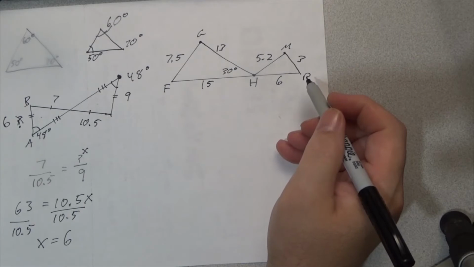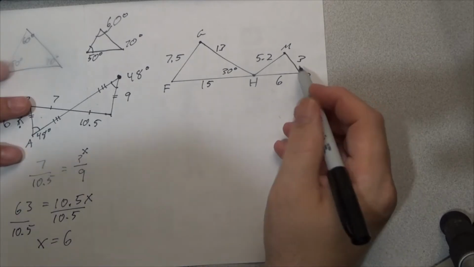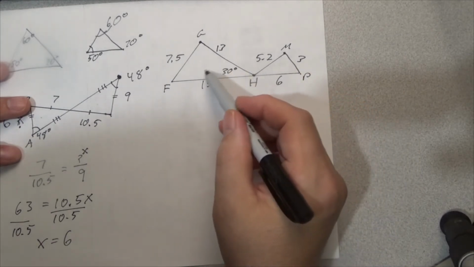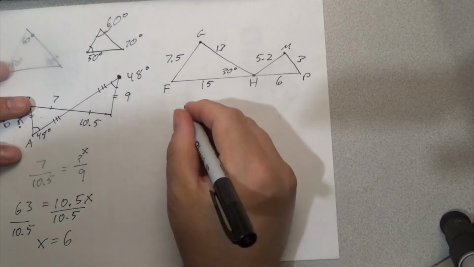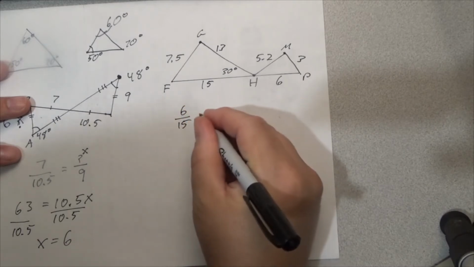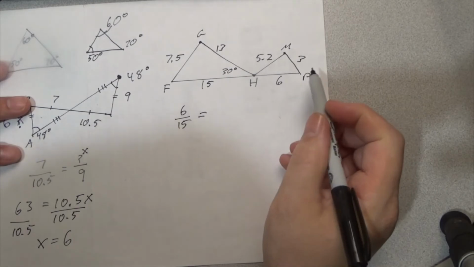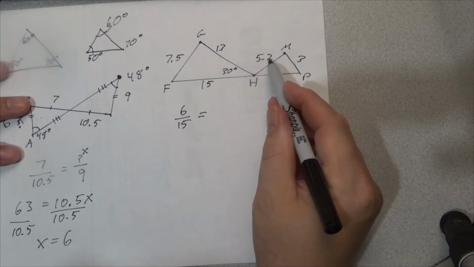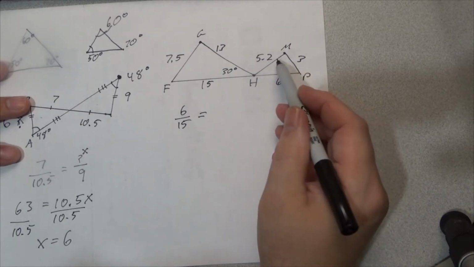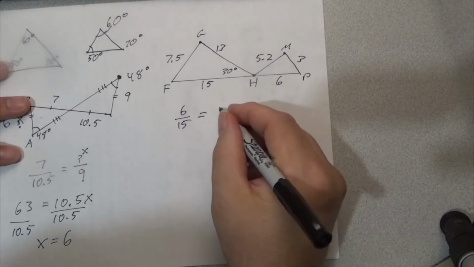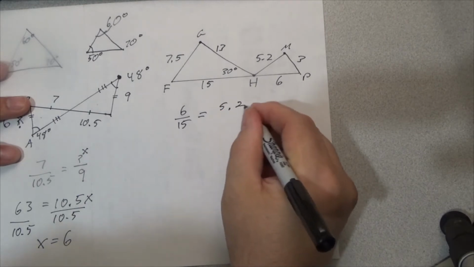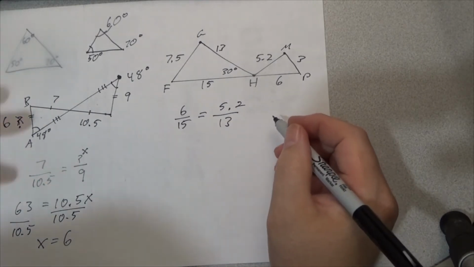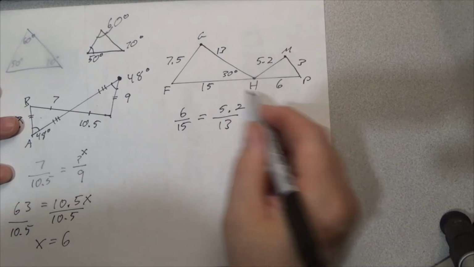Now, which sides do we compare to which sides? Well, let's examine this. 6 is the longest side here, and 15 is the longest side here. So I'm going to say 6 over 15. Is that or is that not equal to, and then let's take this side right here, the next longest side, 5.2 over 13? Let's find out if these are proportional.